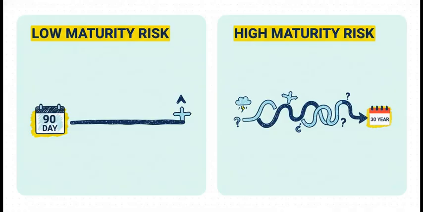A 90-day T-bill versus a 30-year government bond is the perfect way to see this. With the T-bill, you're only locked in for 3 months. Not a whole lot is going to change in that time. But with a 30-year bond, you're locking in that rate for 3 entire decades. So much can happen to the economy and inflation over that time. That huge cloud of uncertainty is precisely why the 30-year bond has to offer a higher rate. It includes that maturity premium.